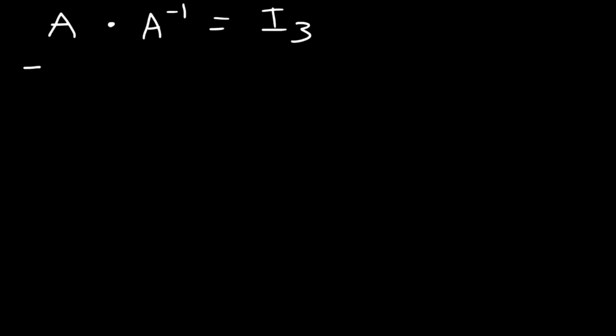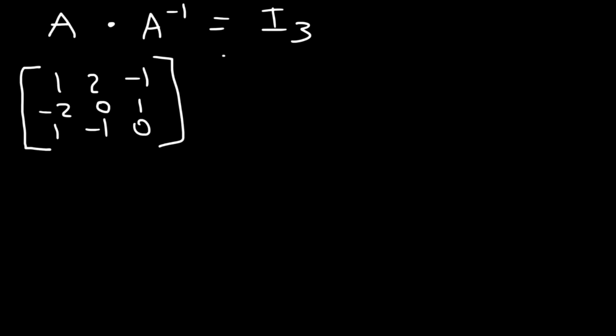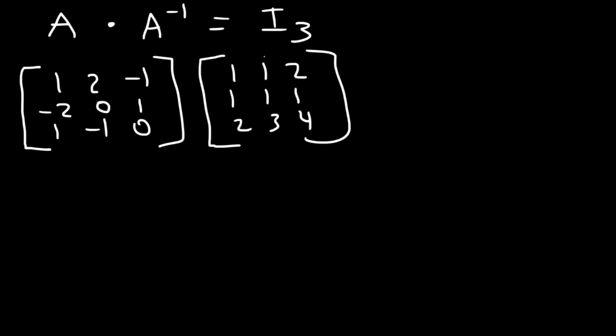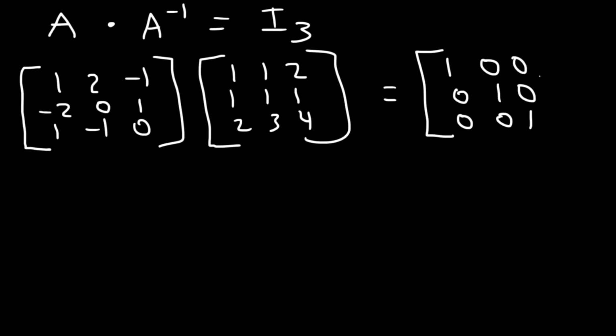So in other words, we need to take matrix A, which was 1, 2, negative 1, negative 2, 0, 1, 1, negative 1, 0, and multiply it by the inverse of that matrix, which is 1, 1, 2, 1, 1, 1, 2, 3, 4. And if this is the matrix of A, if we did it correctly, we should get this answer: 1, 0, 0, 0, 1, 0, 0, 0, 1. So let's find out if we did it correctly.